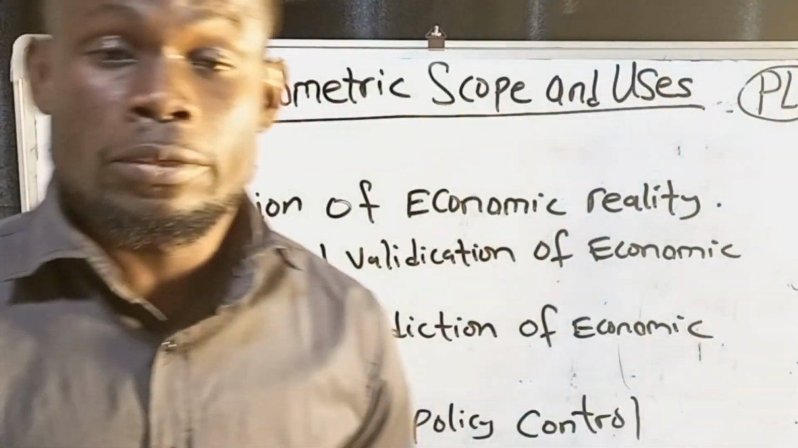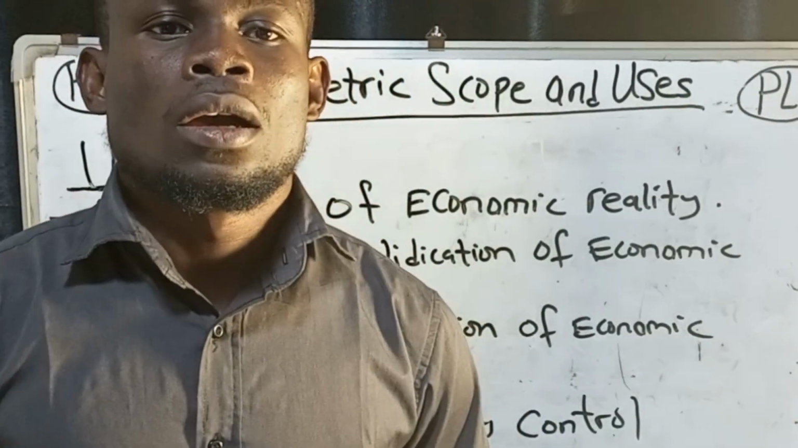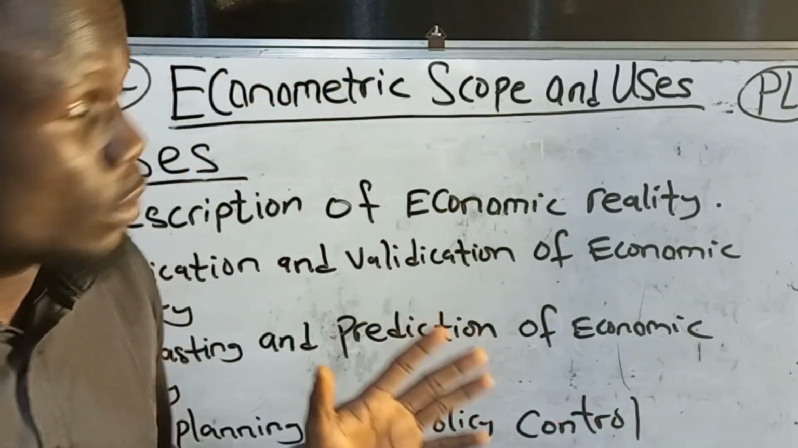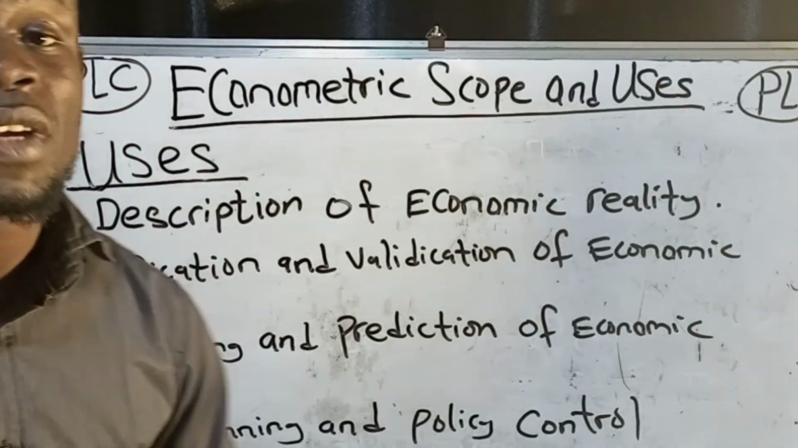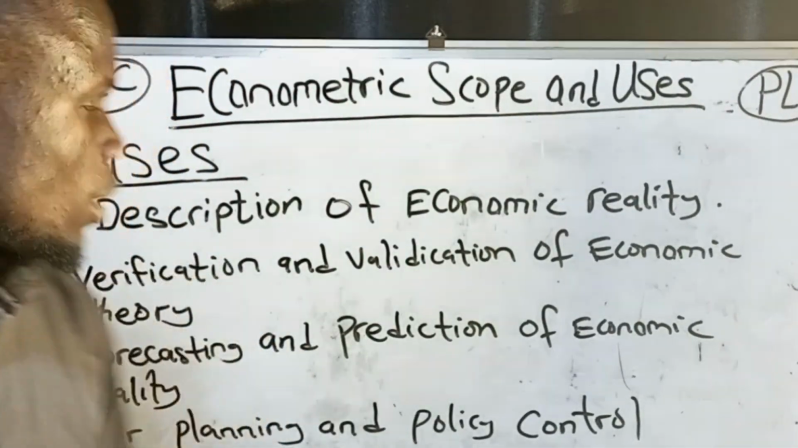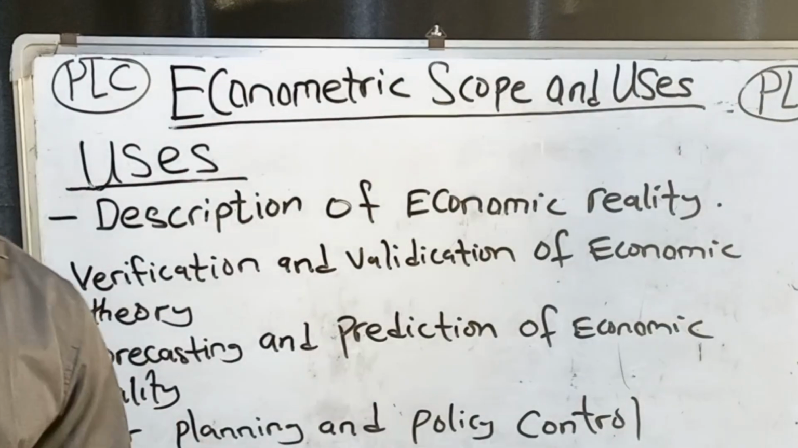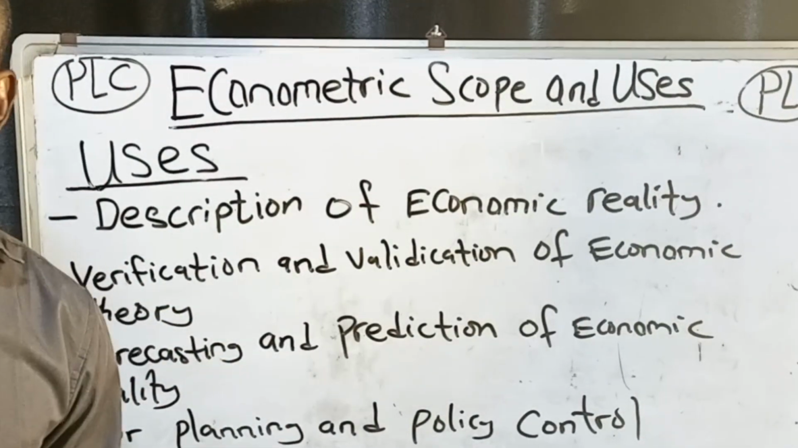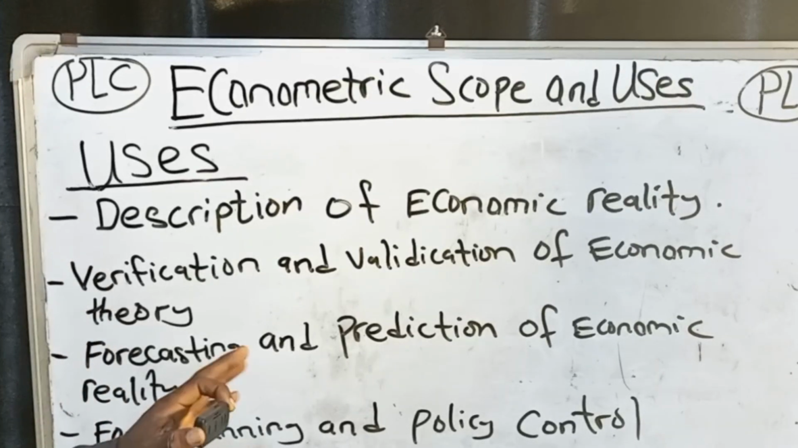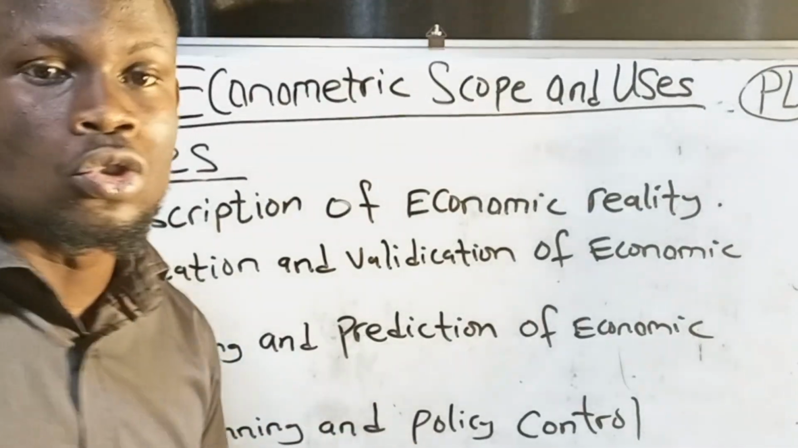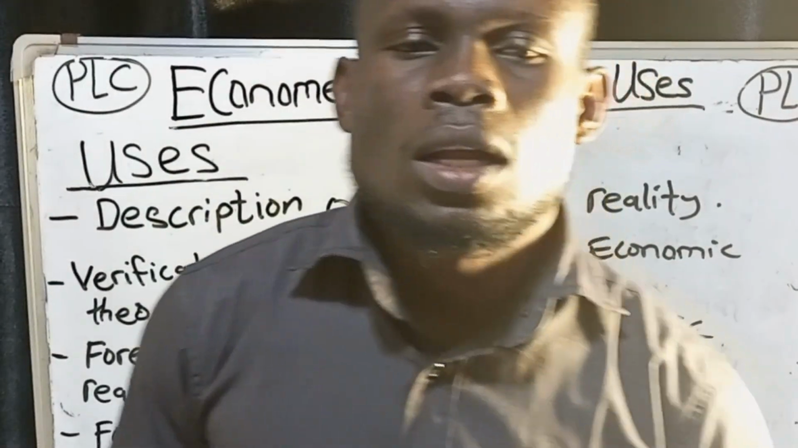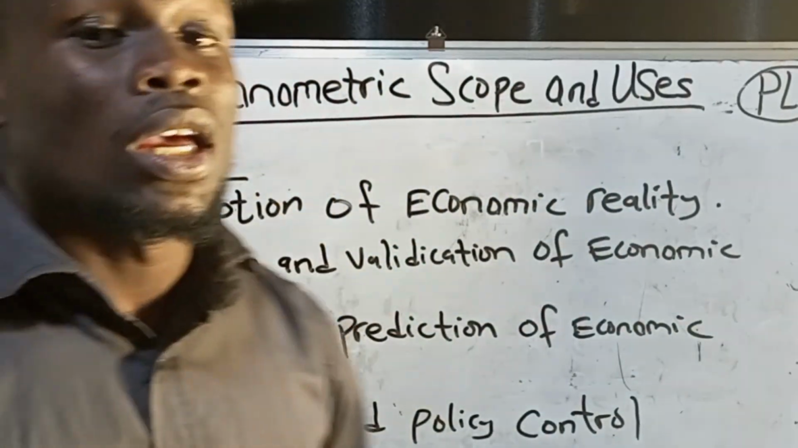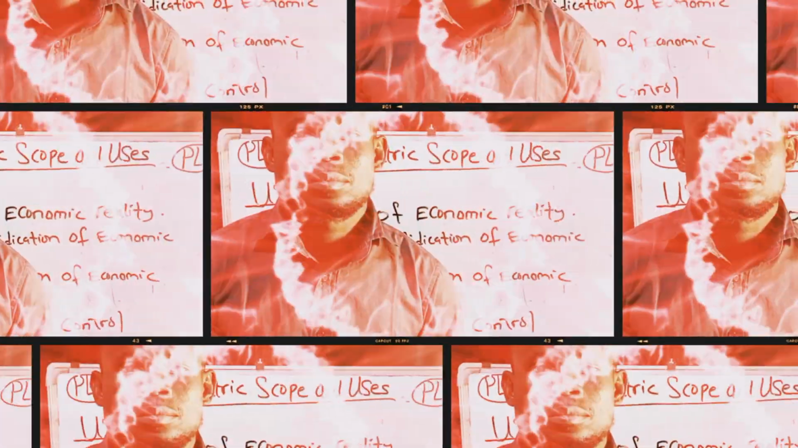Econometrics has a number of uses, but the major ones are: one, description of economic reality; two, the verification and validation of economic theory; three, forecasting and prediction of economic reality; and four, planning and policy control purposes. Now, I'll be discussing these one after the other. What do you mean by the description of economic reality?